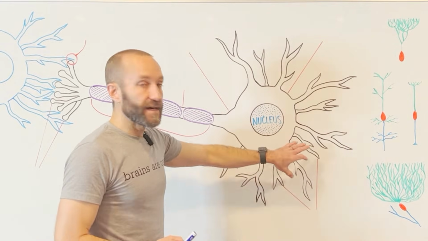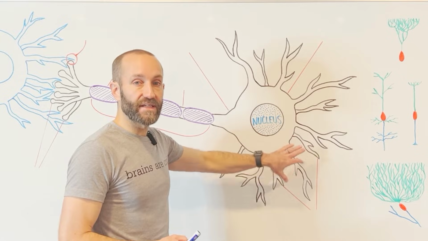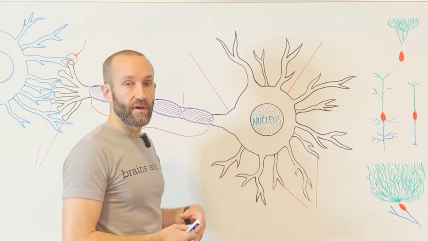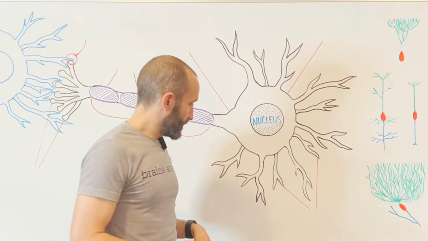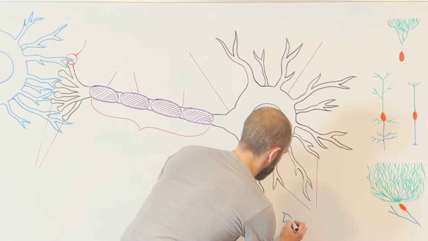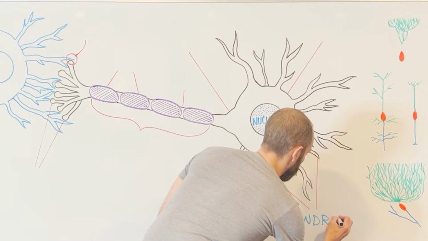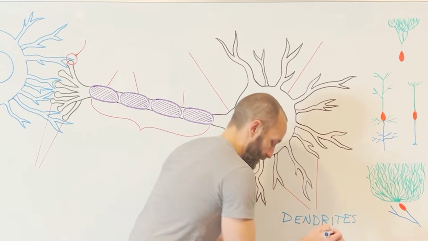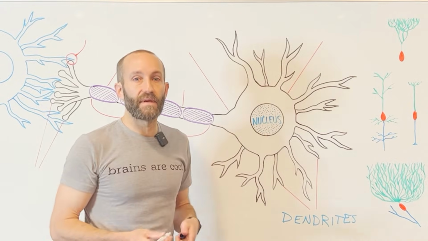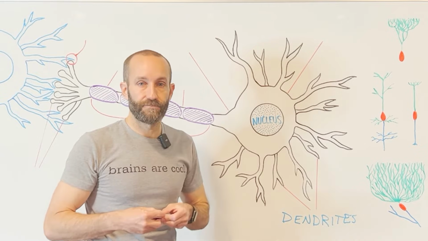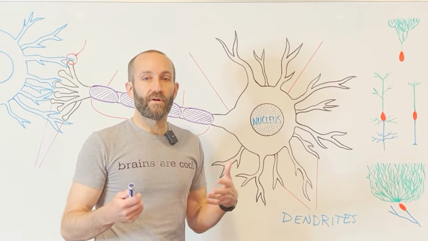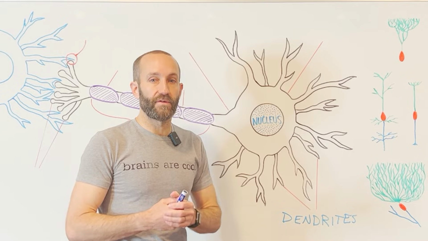So first, on the right side of the cell, you can see a number of branch-like extensions jutting out from a circular structure that otherwise resembles a typical cell. These extensions are called dendrites. And the word dendrite comes from a Greek word that means tree-like. And the name fits because dendrites bear a resemblance to tree branches. Dendrites are the part of the neuron that typically receives messages from other neurons.